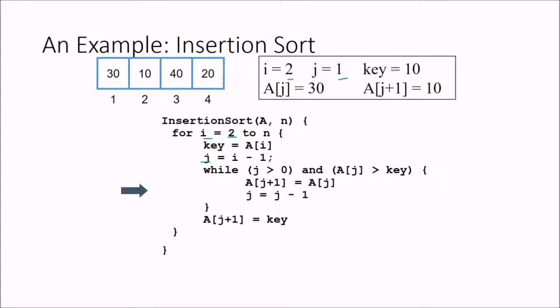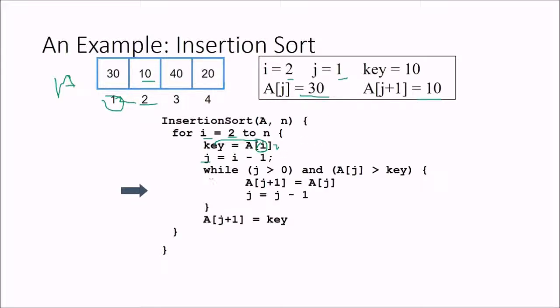And what is our key? We know that A[i] is key. But i is 2, so go to A2. If this is an array called A, then A2 will be our 10. So the key has become 10 now. A[j], because j is 1, so A1 is 30. So A[j] is 30. And A[j plus 1] is what? It is just one number ahead of this, that is, the number which is coming after 30 is 10. So A[j plus 1] is 10.